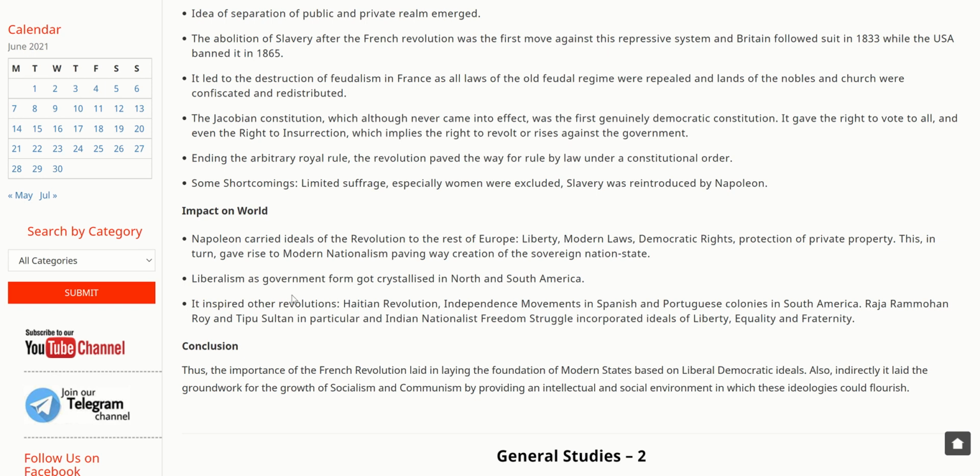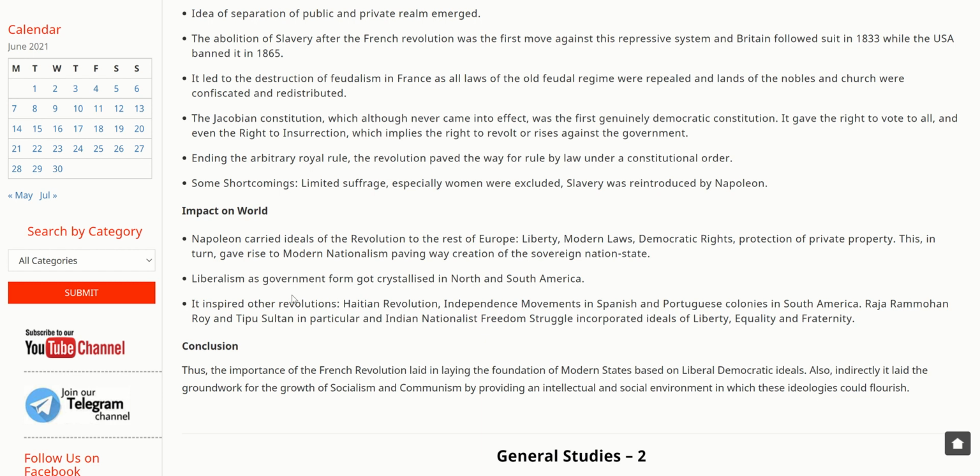It led to the destruction of feudalism in France, as all laws of the old feudal regime were repealed and lands of the nobles and church were confiscated and redistributed to the public. The Jacobin constitution, which although never came into effect, was the first genuinely democratic constitution. It gave the right to vote to all, and even the right to insurrection, which implies the right to revolt or rise against the government.